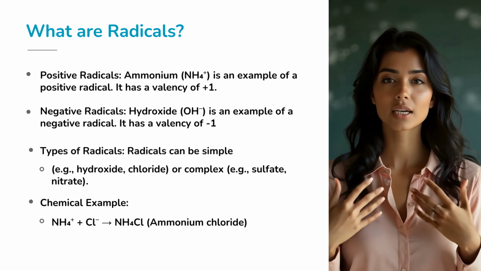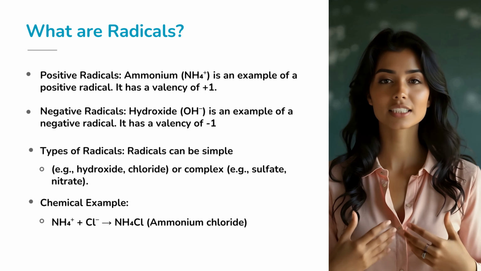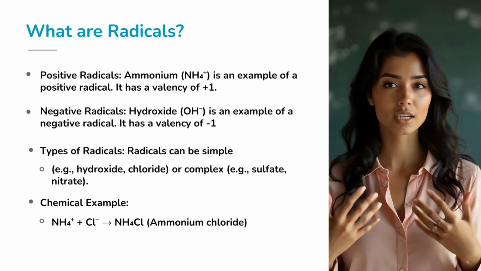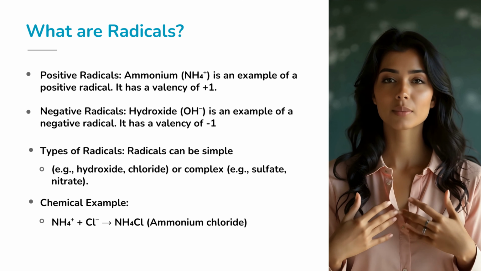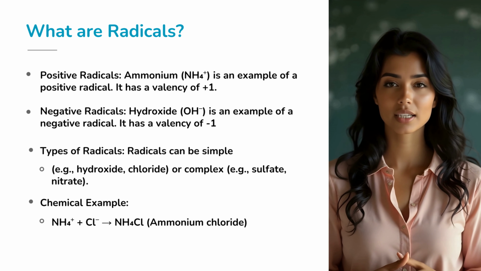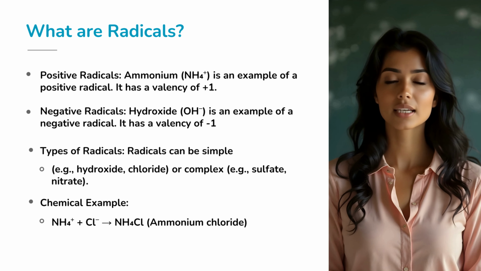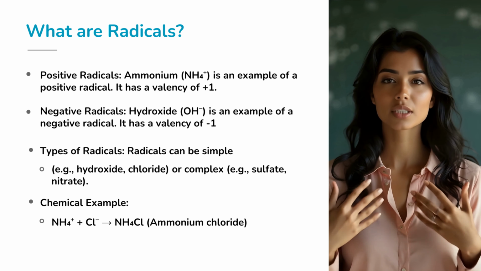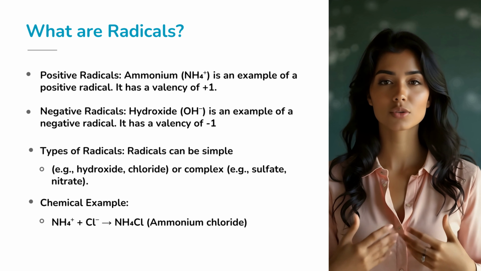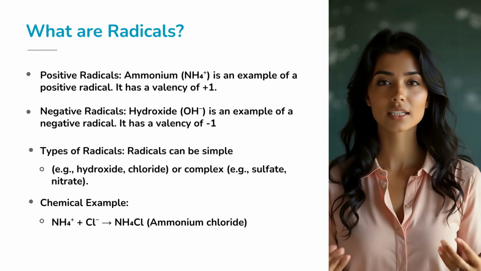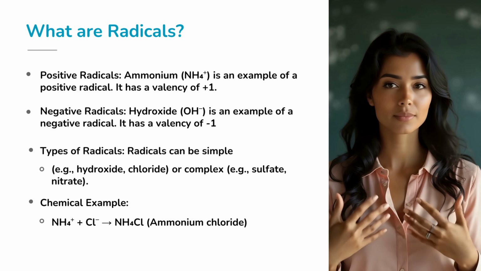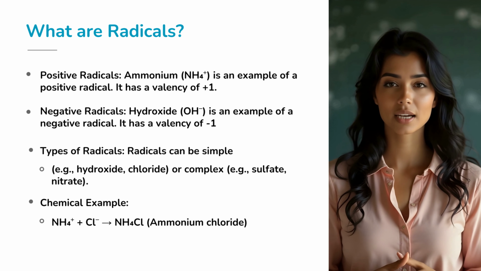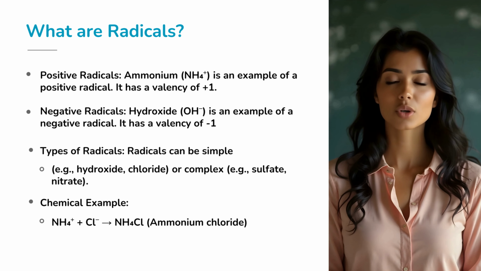For example, the ammonium radical NH4+ carries a charge of +1, and it can combine with other ions to form compounds like ammonium chloride. Example: ammonium radical plus chloride ion gives ammonium chloride, written as NH4+ plus Cl- gives NH4Cl. Here, ammonium and chloride combine to form a stable ionic compound thanks to the valency of their radicals. Radicals are essential in forming many compounds, and understanding them helps us see how elements come together to create new substances.